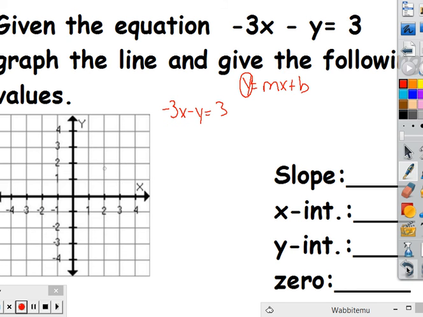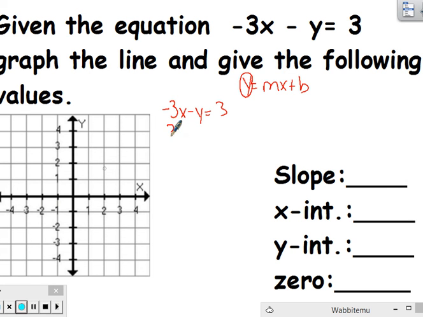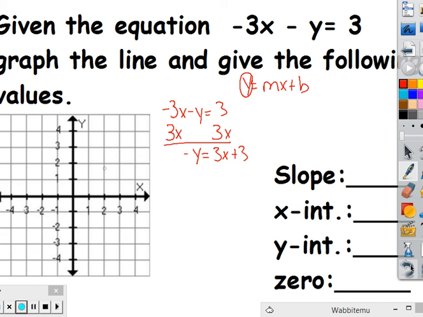So we are going to first get rid of the -3x by putting +3x on the left and +3x on the right. That will leave us with -y on the left and 3x plus 3 on the right. Do not combine those two terms right here because they are not like terms. Next, we have the negative sign on the y, so we need to change y to positive. We're taking the opposite sign of y on the left, so we're taking the opposite sign of 3x and 3 on the right.